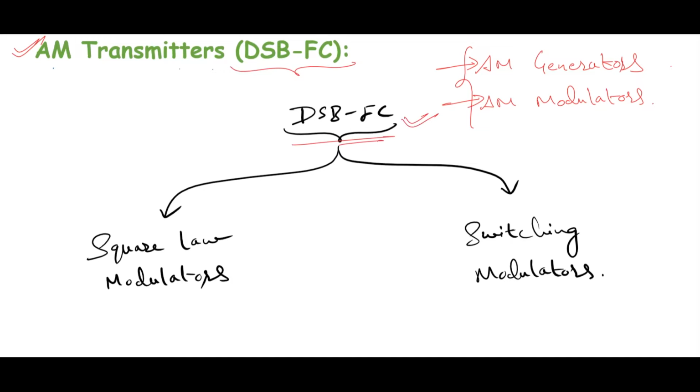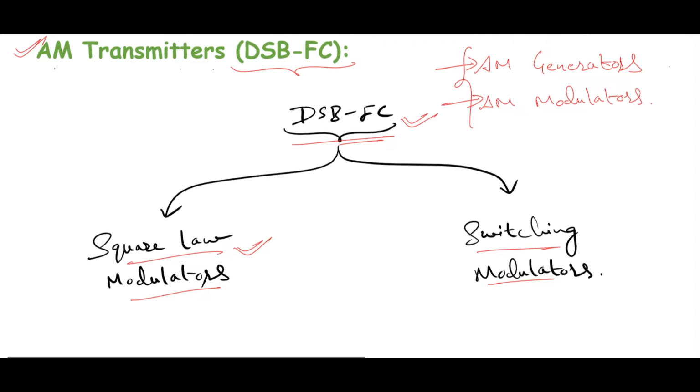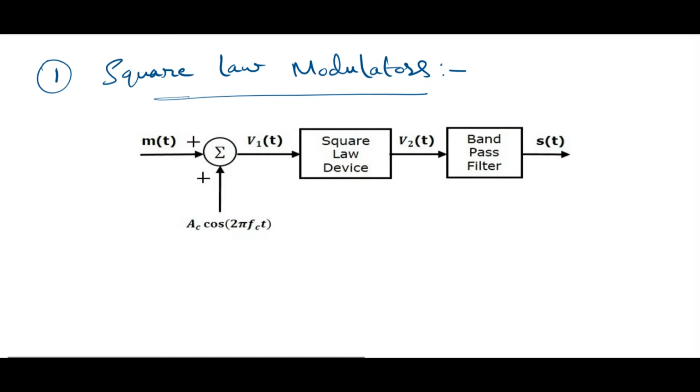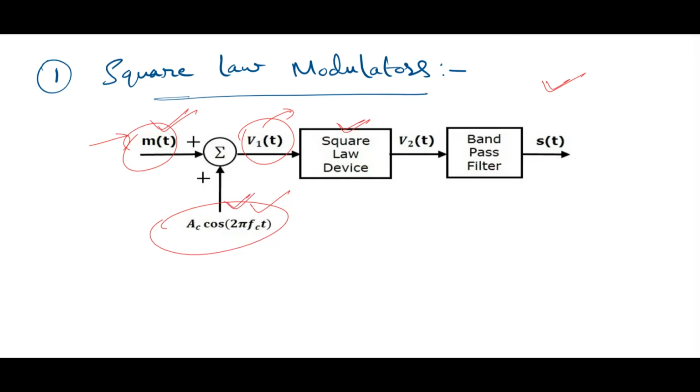This type of AM can be generated by two methods, that is square law modulators and switching modulators. So, let us start our discussion with square law modulators. As you can see in this diagram, this is the block diagram of a square law modulator. Here is the message signal, or the modulating signal. This one is the carrier, a high frequency carrier. And here we are getting some voltage, the sum of these two signals. So the input of the square law device will be the addition of two voltages, the message signal and the carrier signal.